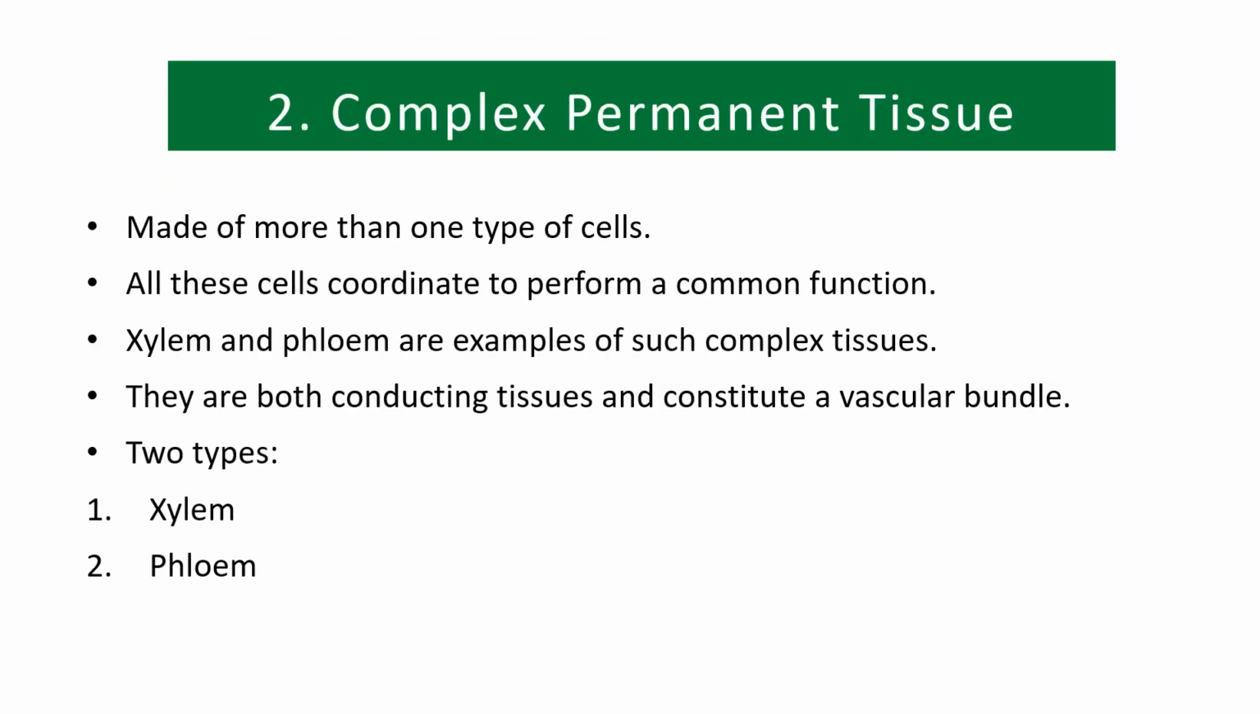The next type of permanent tissue is complex permanent tissue, and because they are complex they are obviously made up of more than one type of cells, और although they are made up of more than one type of cells लेकिन उनके बीच में बहुत अच्छा coordination होता है. So they all coordinate very well to perform a common function. एक ही function है, इनका काम एक ही है, but coordination बहुत अच्छा है. So the two good examples are xylem and phloem. They are both conducting tissues, ठीक है, और together they constitute vascular bundle.